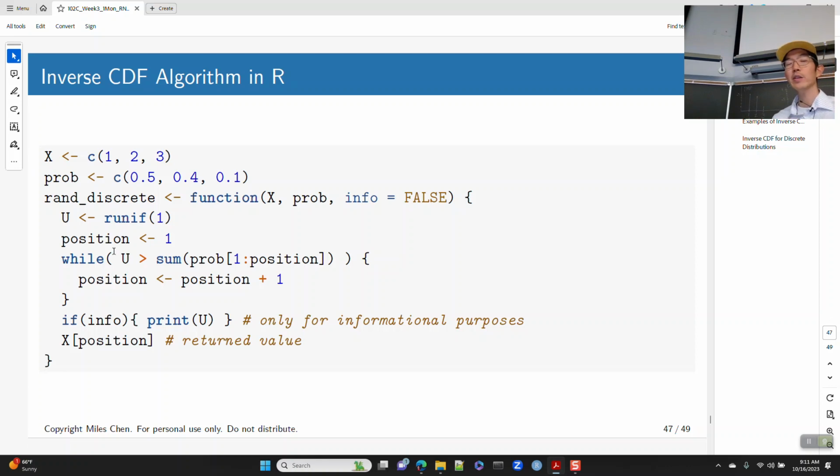So let's say the first value of u I generate is 0.3. 0.3 should generate a 1, okay? So if my u is 0.3, I start off at my first position. The cumulative probability up to that position is 0.5. So 0.3 is not greater than 0.5, so I'm not going to increment my position, and I'm just going to return x in the first position.